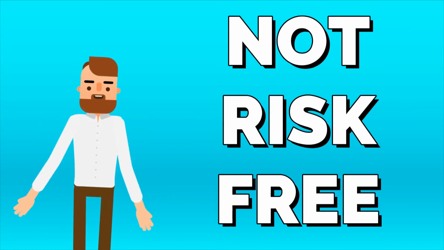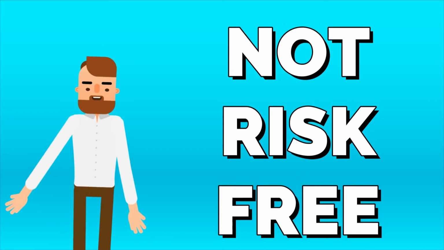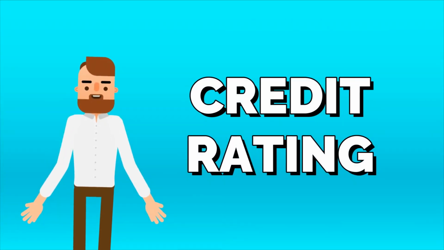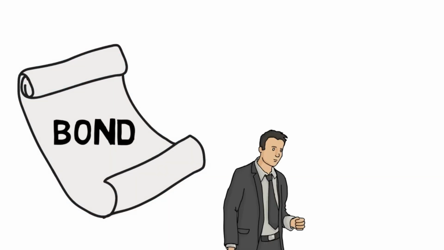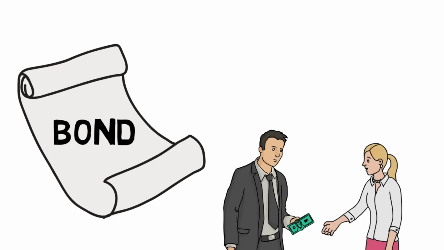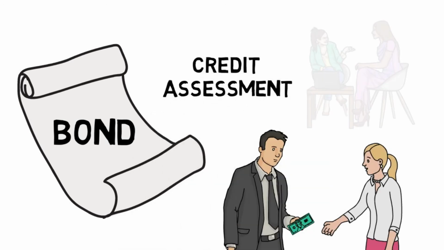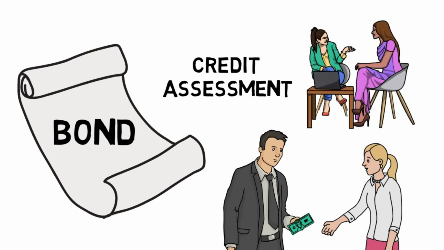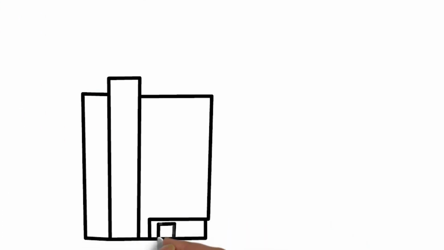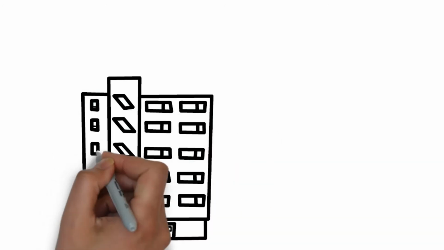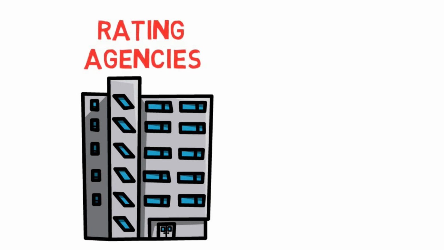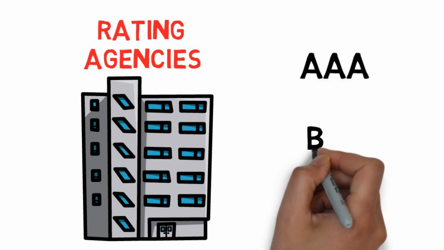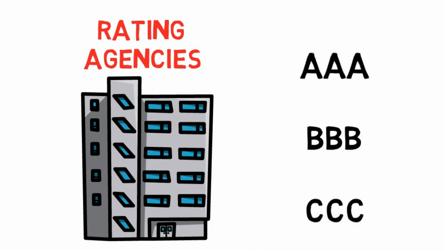However, bonds are not risk-free, and the risk associated with a bond depends on what's known as its credit rating. Every bond has a credit rating based on how likely the borrower is to make good on its promise to pay up. Now, this is just like yours and my credit rating, which is assessed by banks whenever we want to take out a personal loan. The credit rating is made by private, independent rating agencies such as Standard & Poor's or Moody's. Bonds are rated by these agencies using letters such as AAA, BBB, or CCC.